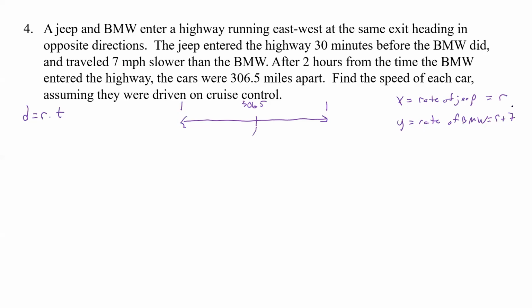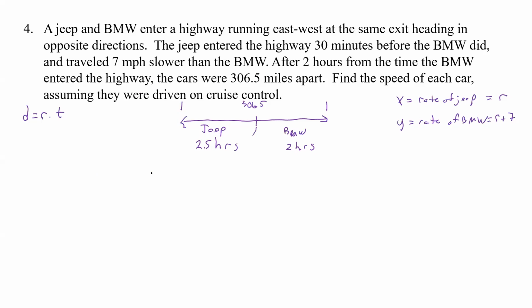And so, how long did we go? The BMW only went for 2 hours. So if we call this one the BMW and this one the Jeep, the BMW went for 2 hours because after 2 hours from the time the BMW entered the highway, they were that far apart. But the Jeep went 30 minutes earlier, so that's half an hour longer. So the Jeep went for 2.5 hours. So we know our times, we have our rates.